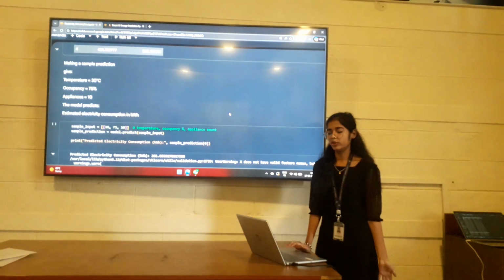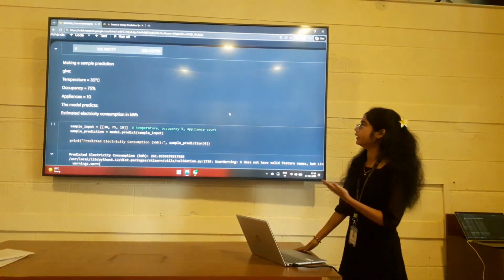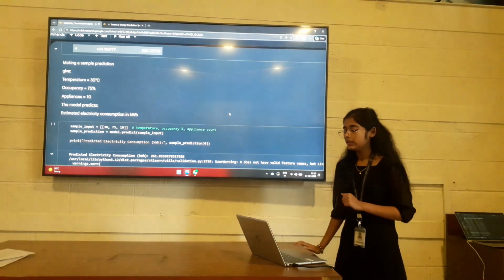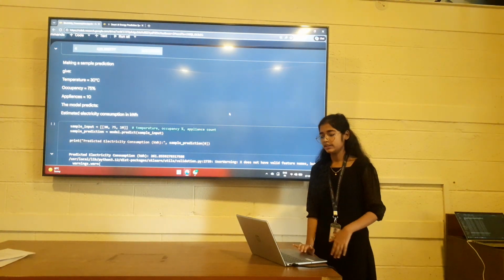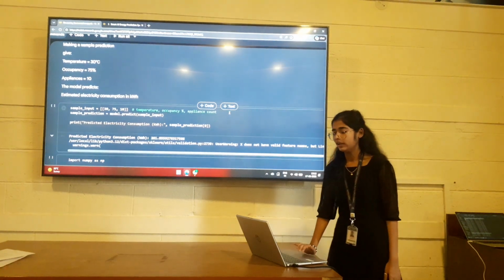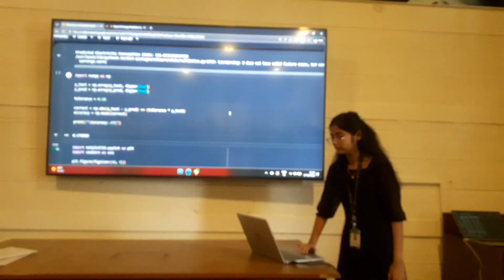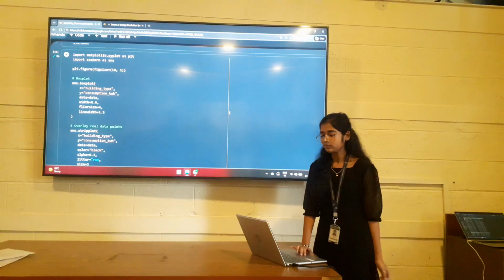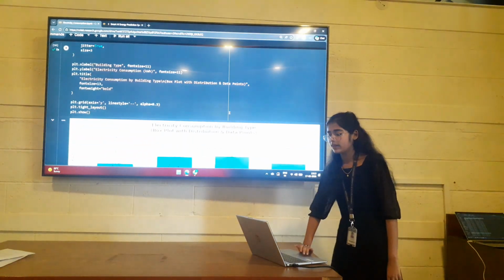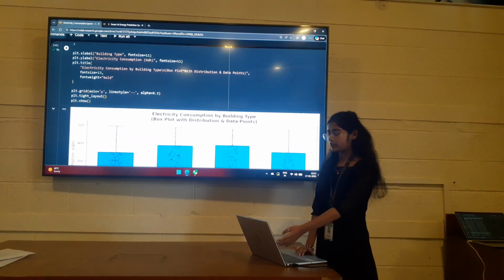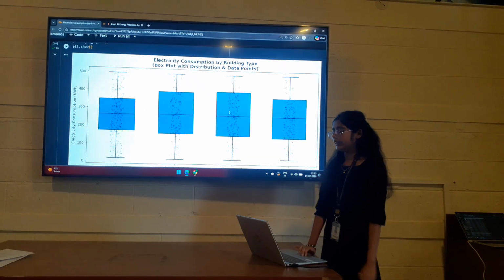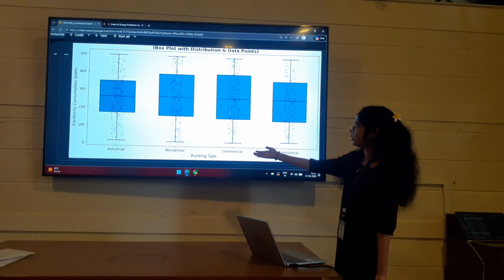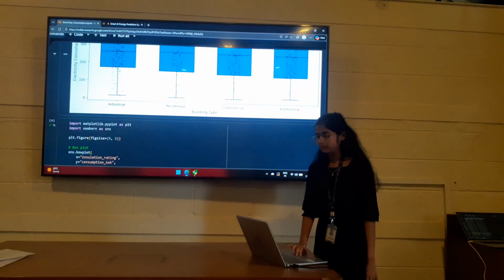Now making a sample prediction. I have given my temperature value as 30 degrees Celsius, occupancy as 75% and appliance count as 10. The model predicts and estimates the electricity consumption in kilowatt per hour. This is my predicted value, accuracy. And various types of graphs I have, box plot I have plotted with the data points using various factors or features, which shows the various insights of the graphs.